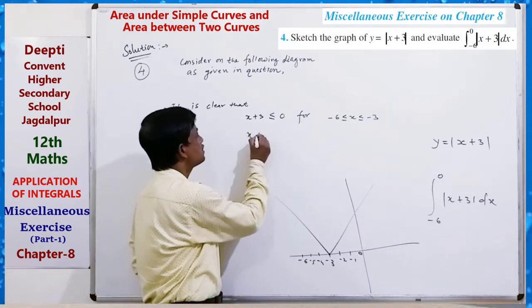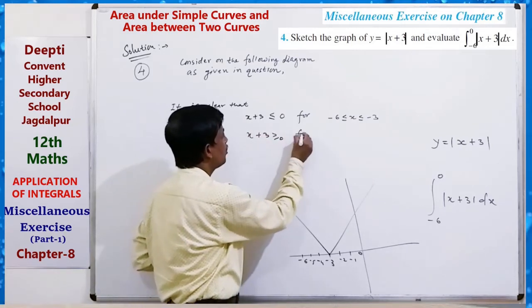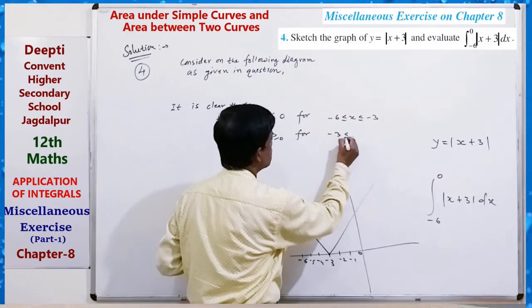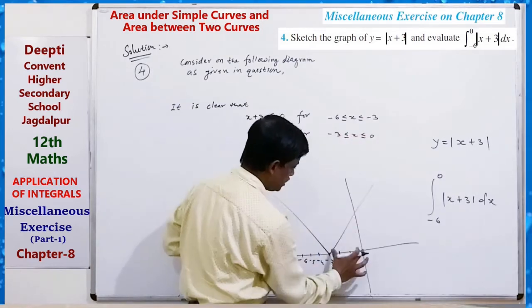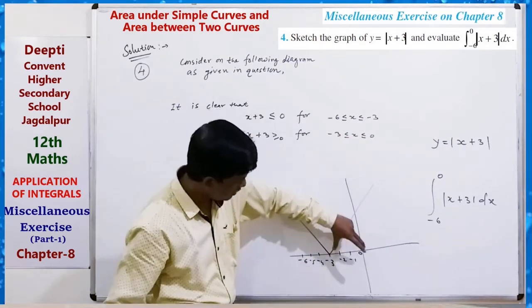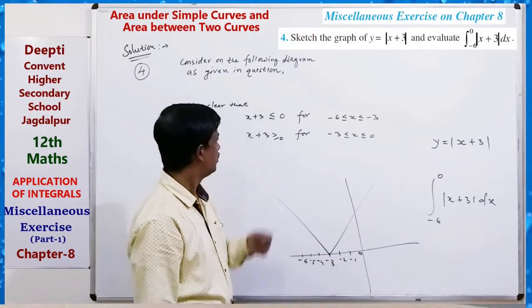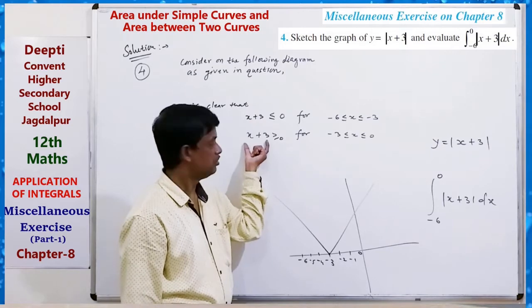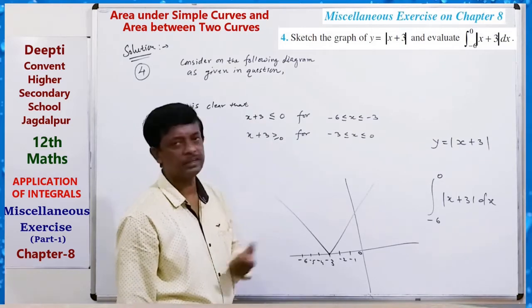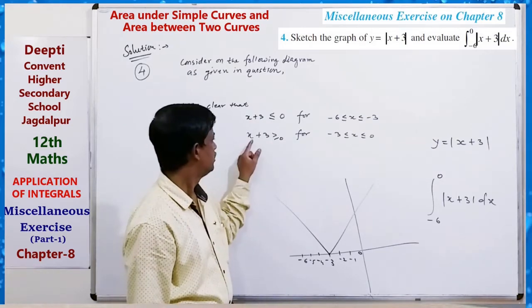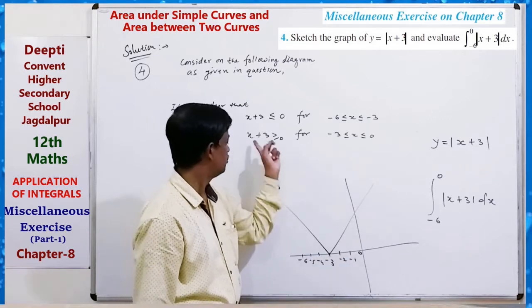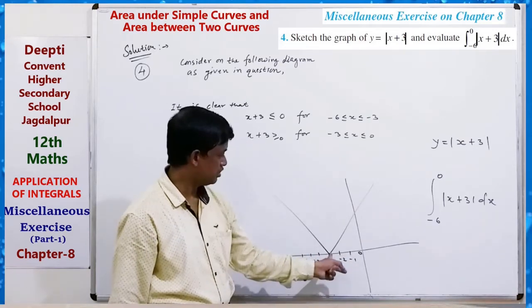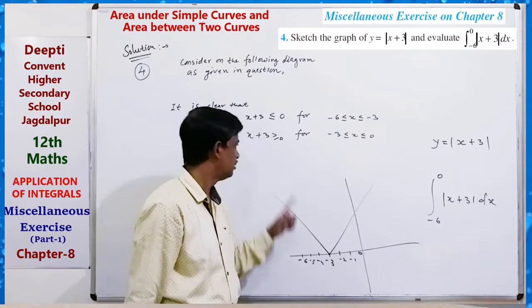And x plus 3 is greater than or equal to 0 for minus 3 less than or equal to x less than or equal to 0. In this interval, the total value is greater than or equal to 0. Very clear. Minus 1 then positive, minus 2 then positive, and also nearer from the right side positive.